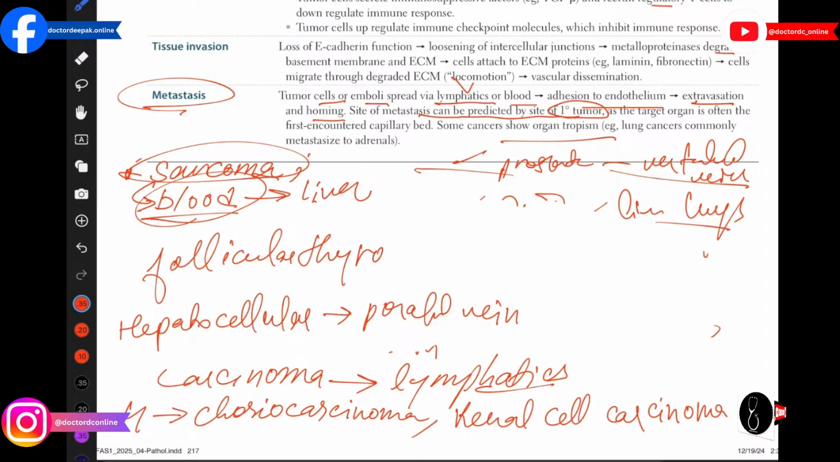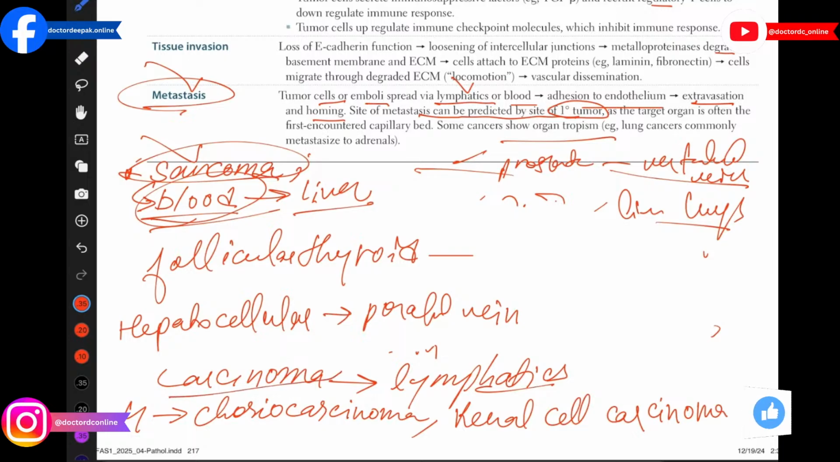Thyroid carcinoma. Okay? I'm already done with that. Metastasis is the important thing. There are two routes of spreading of cancer: the lymphatics and blood. Sarcomas, the mesenchymal cancers, spread by the blood. And whenever any cancer spreads by blood, it will go to the liver or lungs.